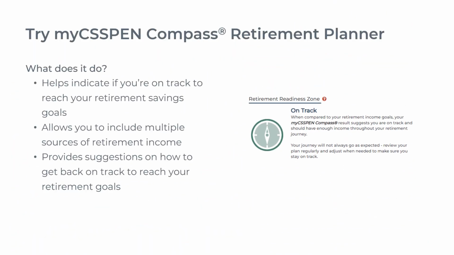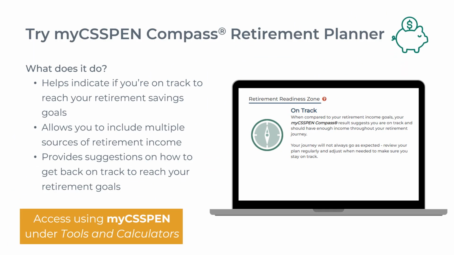The MyCSSPen Compass Retirement Planner helps you to understand if you are on track toward achieving your retirement savings goals. It also provides actions that you may wish to consider if you are not on track to reaching these goals. It may suggest that you need to reduce your monthly payment, increase your current contributions, or work longer. This tool can only be accessed online in your MyCSSPen member account. The CSS Pension Plan feels that all members should have at least a basic retirement income plan to estimate how much savings are needed to afford the retirement they envision.